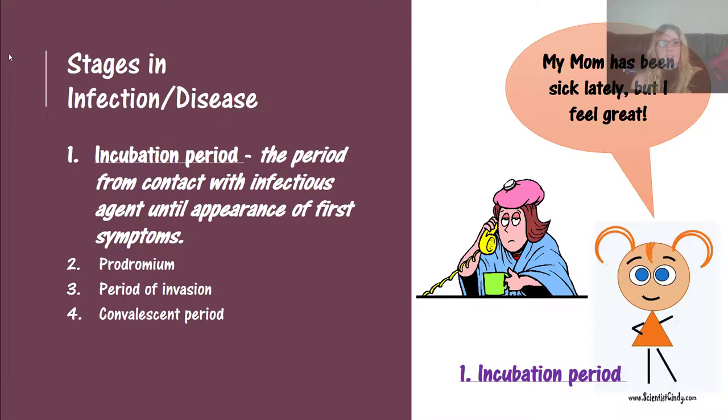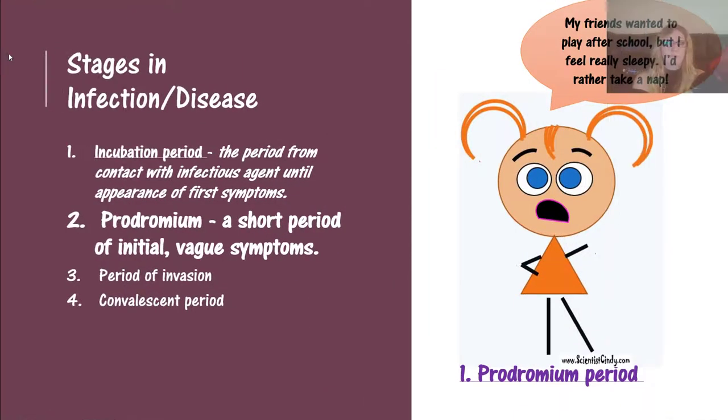Stages of infection or disease. First, we have the incubation period. This is the period that goes from initial contact with the infectious agent, and it ends with the appearance of the very first signs of symptoms. The prodromal period is the short period of initial vague symptoms. For example, our girl here is just noticing that she was really sleepy after school and would rather take a nap than play with her friends.